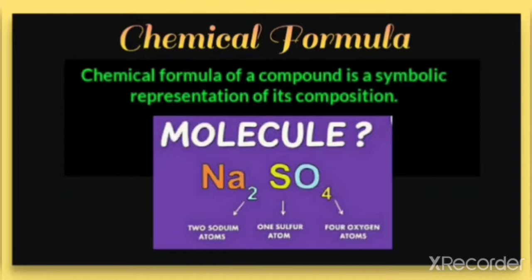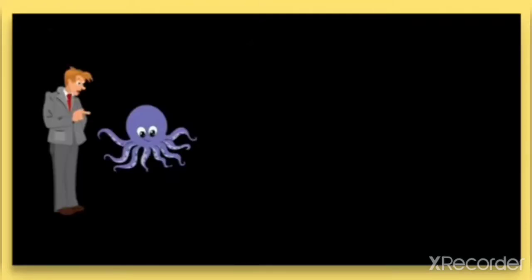So the chemical formula of different compounds can be written very easily. In this session we will discuss how we can write the chemical formula easily for a molecule. In order to understand the concept, let us take an example. It is a very interesting example which is given in your textbook. That is an example of a man and an octopus.